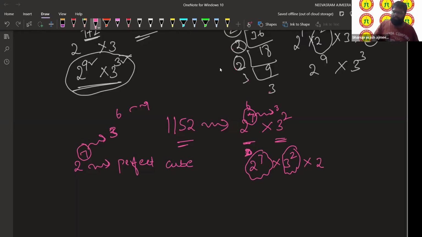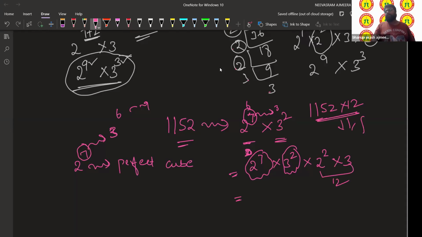What I am doing? I am multiplying with 2 square into 3. So in this case, why am I multiplying 2 square and into 3? This is overall 12. I know that. If I directly say multiply 1152 into 12, then it will be a perfect cube. Then you can easily understand. But what I am doing, I am taking the prime factorization of it. I am just iterating step by step and making you understand. So by checking the powers, now 2 power 9 into 3 cube.